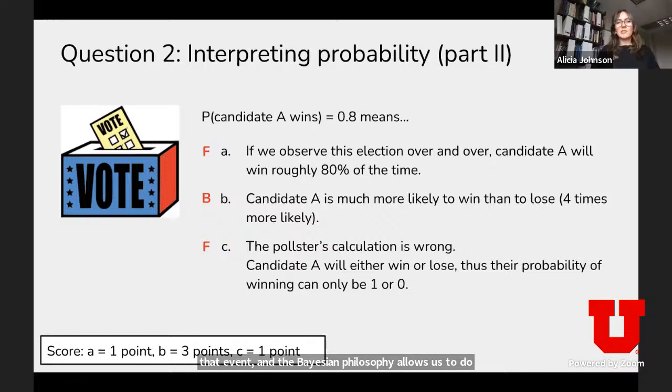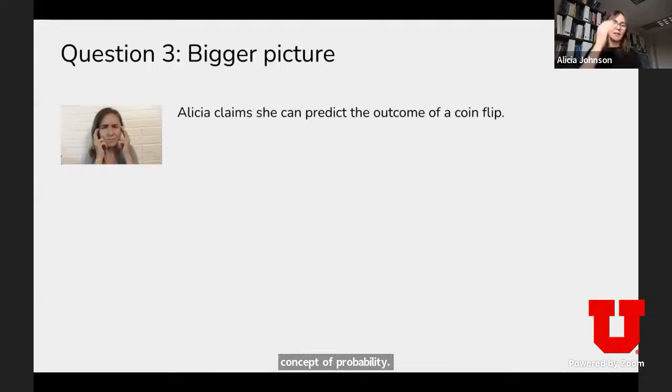All right, so questions 1 and 2 are highlighting the differences in this fundamental concept of probability, so the differences in the Bayesian and frequentist philosophy. Question 3, the goal here is to understand the bigger picture, or what are the pieces that go into a Bayesian analysis versus a frequentist analysis. So suppose that I tell you that I can predict the outcome of a coin flip, which would be pretty spectacular, but based on my own experience of the world, seems like a pretty ridiculous claim.